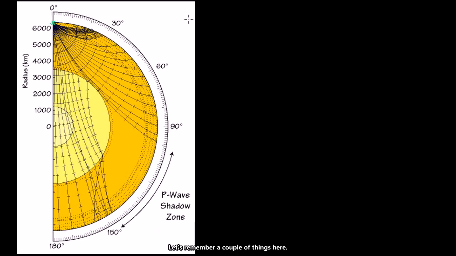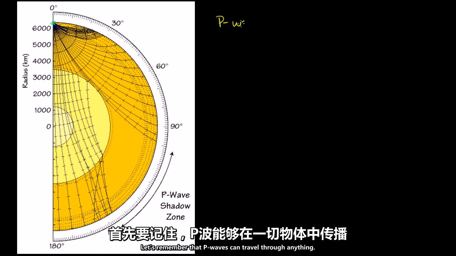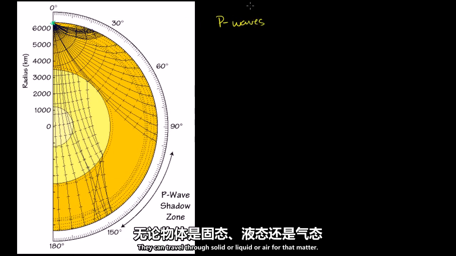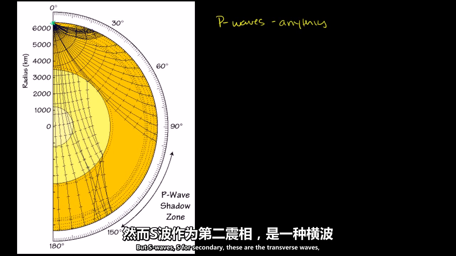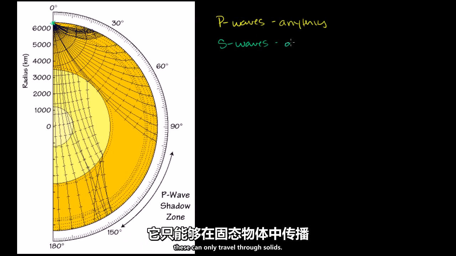So if there's an earthquake right here, and we're calling that 0 degrees, let's remember a couple of things. Let's remember that P waves can travel through anything. They can travel through solid or liquid or air for that matter. But S waves, S for secondary, these are the transverse waves, can only travel through solids.